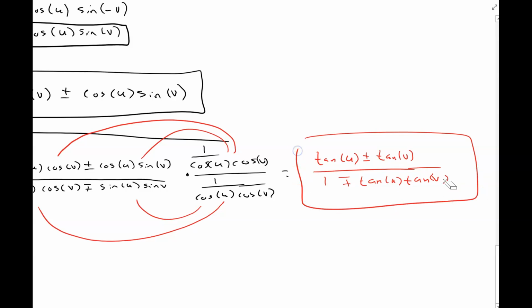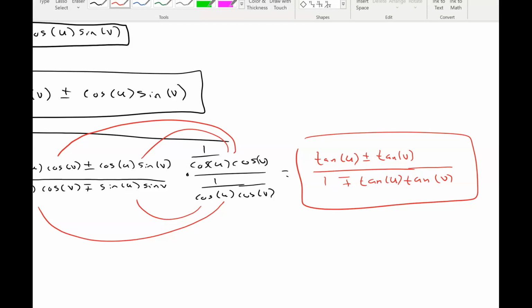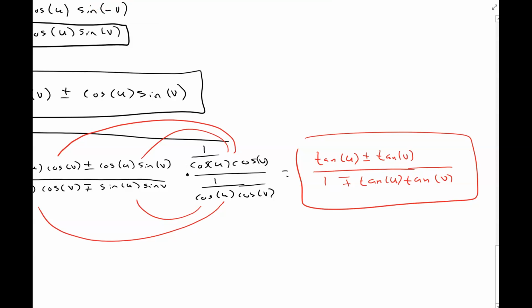And this is the form that would be a little bit easier to deal with and more likely to see. This is the form on your identity sheet. Okay? So those are the 3 angle sum and difference identities. That's all we're going to worry about here in the first section, these 3 identities. Let's do some more problems we can ask you to do using these identities though. Okay?